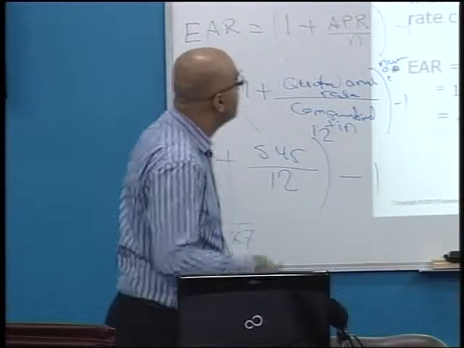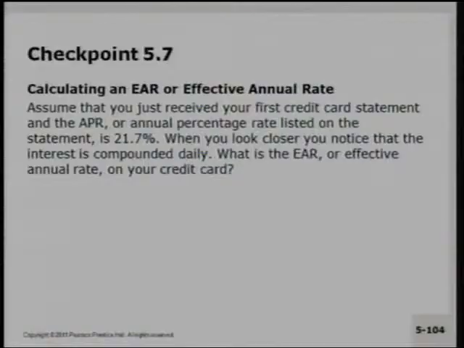Okay, take another example. Calculating the effective annual rate, assume that you just received your first credit card statement. Be careful with this example. The annual percentage rate listed on the statement is 21.7%. When you look closer, you notice that the interest is compounded daily. What is the effective annual rate?